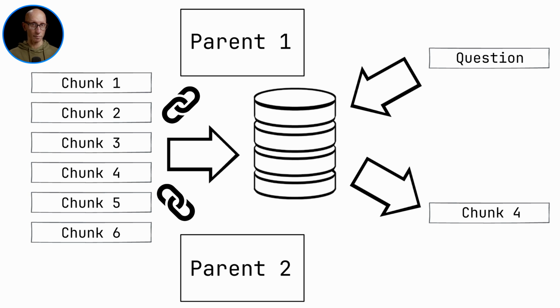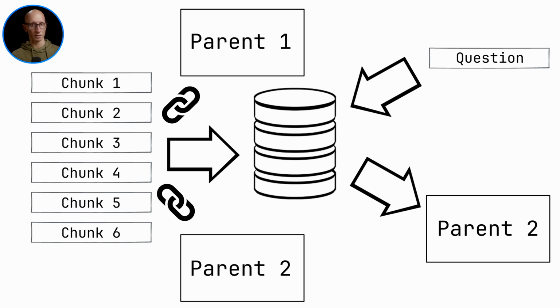And in the retrieval step, we'll still look up those child chunks to find the most specific piece of text to answer our question, but we'll then return the text for the chunk's parent so that we give the LLM more context to work with.